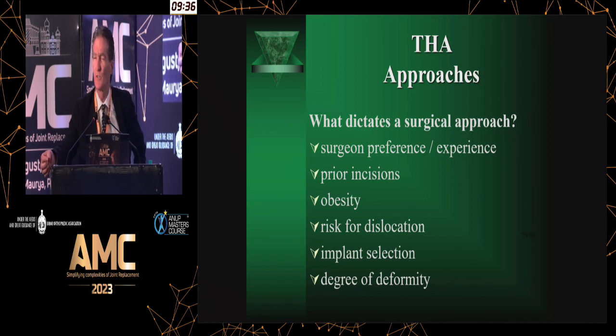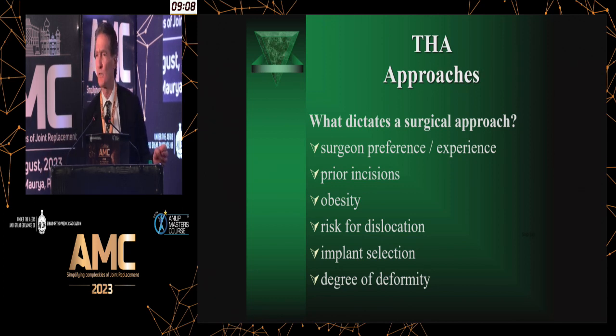You can do surgeries through any single approach, whatever makes you feel better. Prior incisions affect that. Obesity is tough on incisions. For example, anterior has a big pannus sitting over the incision site, and it's always up in that crease. The wound healing problems and infection rates are higher there. The risk for dislocation is purported to be higher in posterior, although I might argue that.